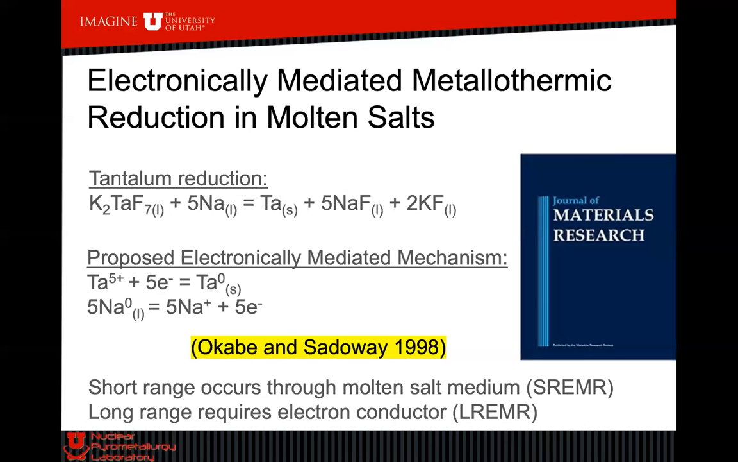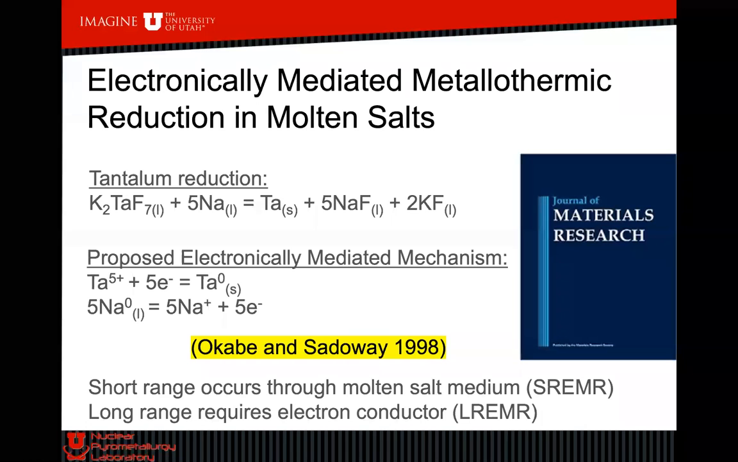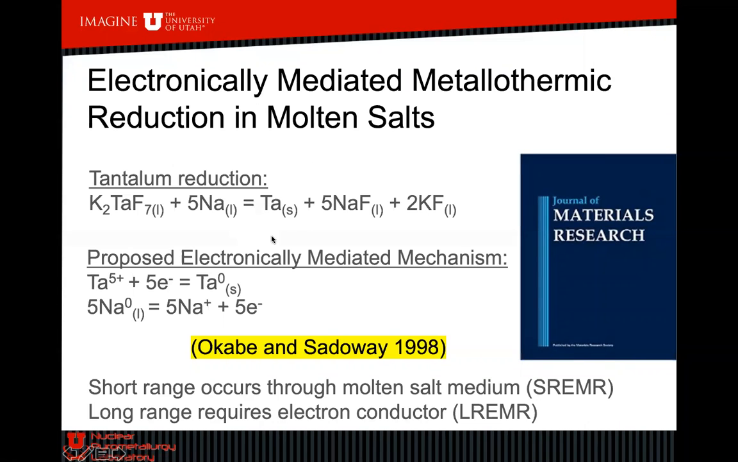So the idea is I can reduce these metals in these molten salts. In this case, we're looking at tantalum. We could reduce them by reacting sodium with tantalum fluoride. So it's basically tantalum fluoride combined with potassium fluoride. Sodium reacts with it, you make metallic tantalum. If that's a valuable metal, you can recover that to make tantalum parts and stuff.